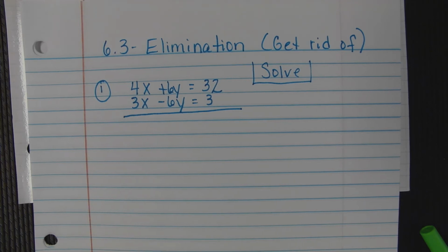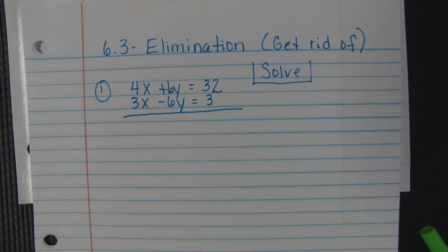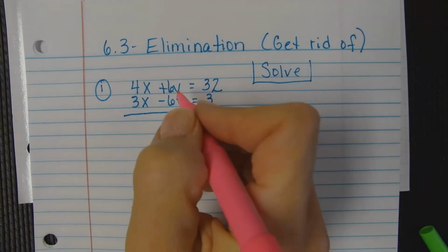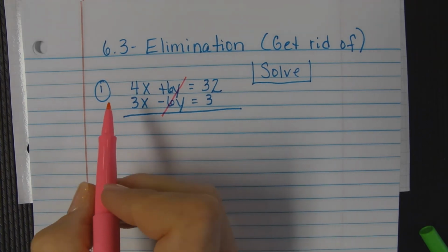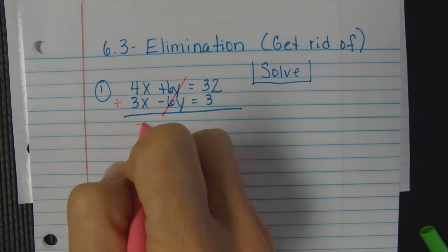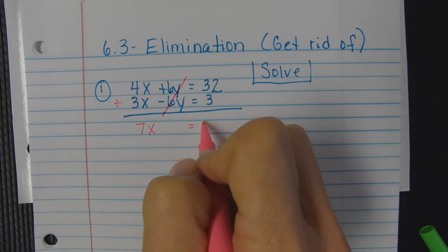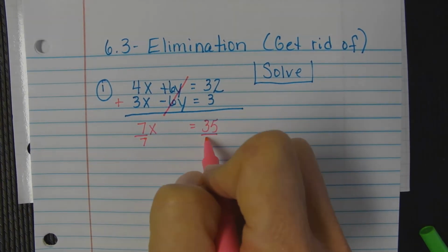We're not doing substitution. We're now eliminating. Who sees something that they like? 6y. Okay, I'm going to change color. Watch. 6y, negative 6y. Cancels. Goodbye. Because 6 minus 6 is what? 0. Now, guess what we get to do? Just turn that into 7x. 7x equals 35. Divide by 7. X equals 5.